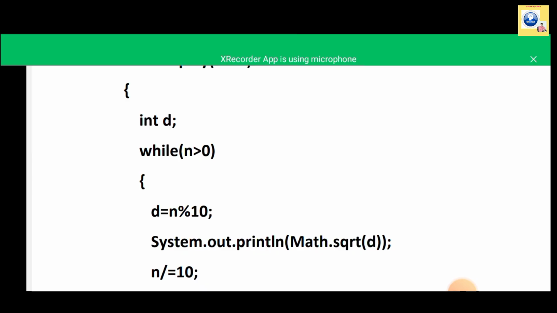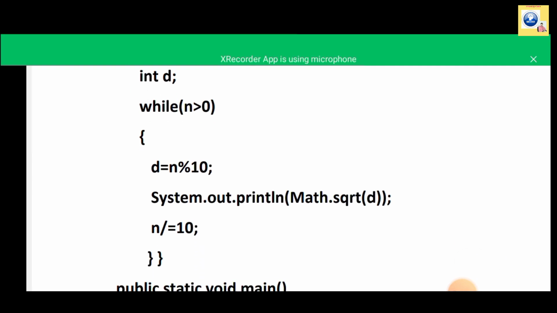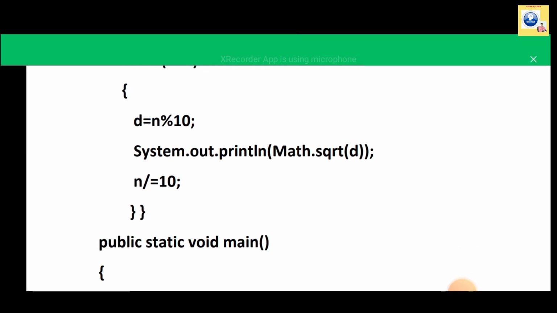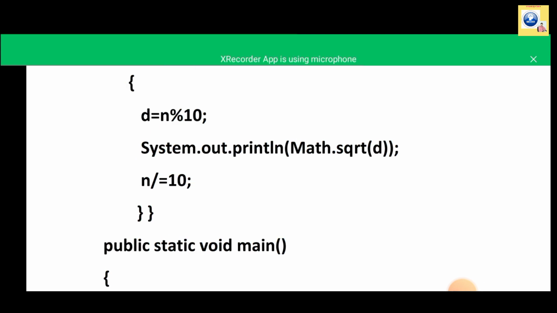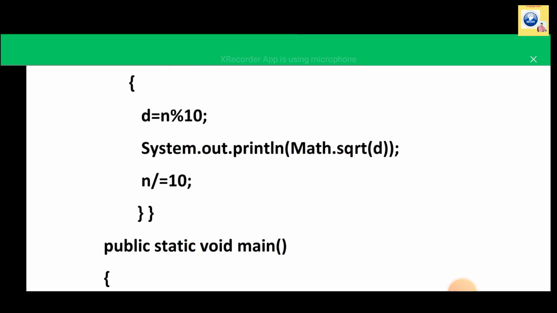We have taken a variable here, int d, to extract the digit, and while n is greater than 0, every time we extract the digit. The square root of each digit has to be found out. So we will display directly System.out.println Math.sqrt of d, where d is the extracted digit, and after displaying the square root of the digit, we will divide the number by 10 so that we can get the next digit. In this way the digits will be extracted, and at the same time the square root of the digit will be printed also. Now we will close the loop, and then we will close the display method block.